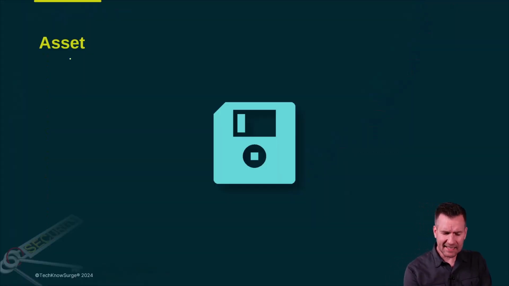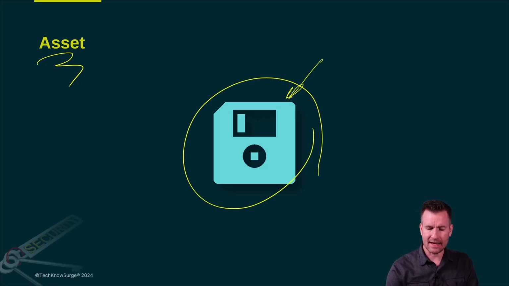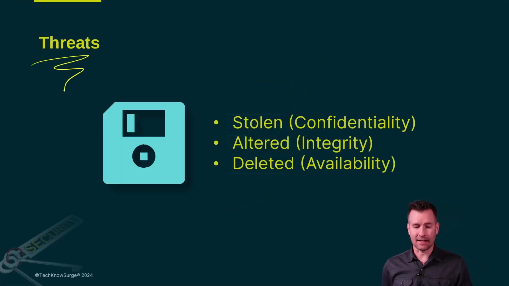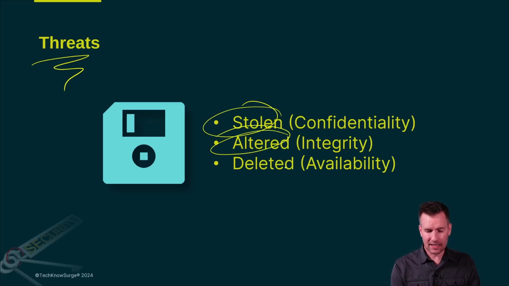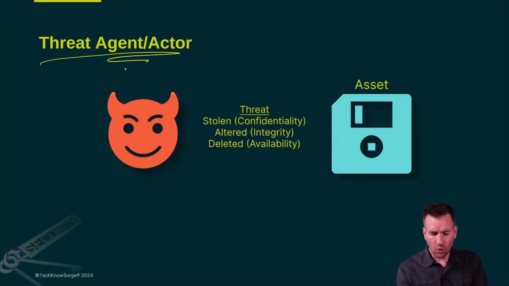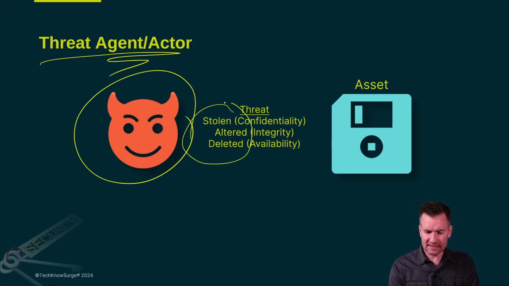First of all, an asset is just something that has value to us. So we're going to use the example of data. Let's say we're storing some sort of data and it has a value to us as a company. Well, that data has threats against it. It could be stolen, it could be altered, it could be deleted. Think the CIA triad here: confidentiality, integrity, and availability. A threat agent or actor would be an entity or a person that would carry out the threat. So whatever is the perpetrator essentially is whoever is stealing, altering, or deleting this data.